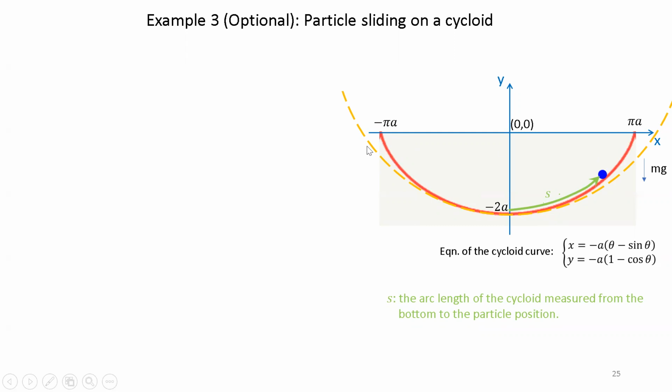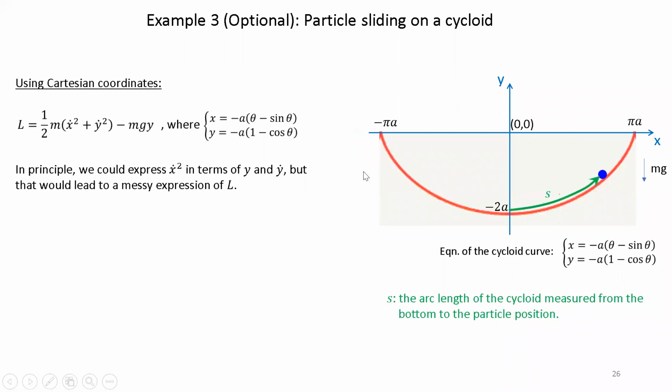So again, I have this circular arc here. You could imagine that if you have a pendulum, as I talked about 2 seconds ago, then the particle will slide like this. Okay, so let's see how to formulate the problem.